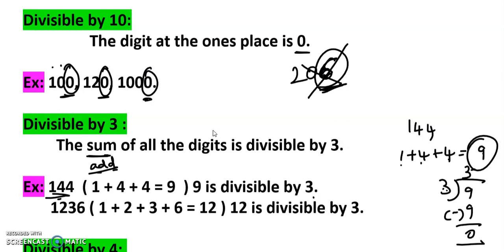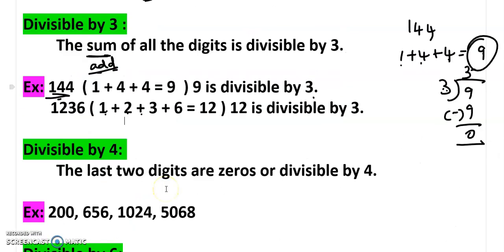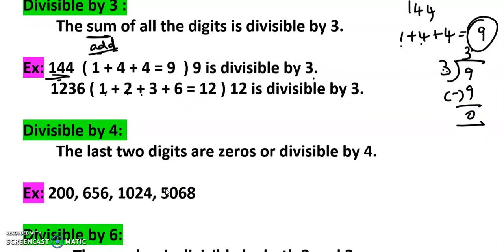Next, 1236. If you add 1 plus 2 plus 3 plus 6: 1 plus 2 is 3, then 3 plus 3 is 6, then 6 plus 6 is 12. 12 is divisible by 3. Yes or no? Yes, 12 is divisible by 3. So we can say 1236 is also divisible by 3.